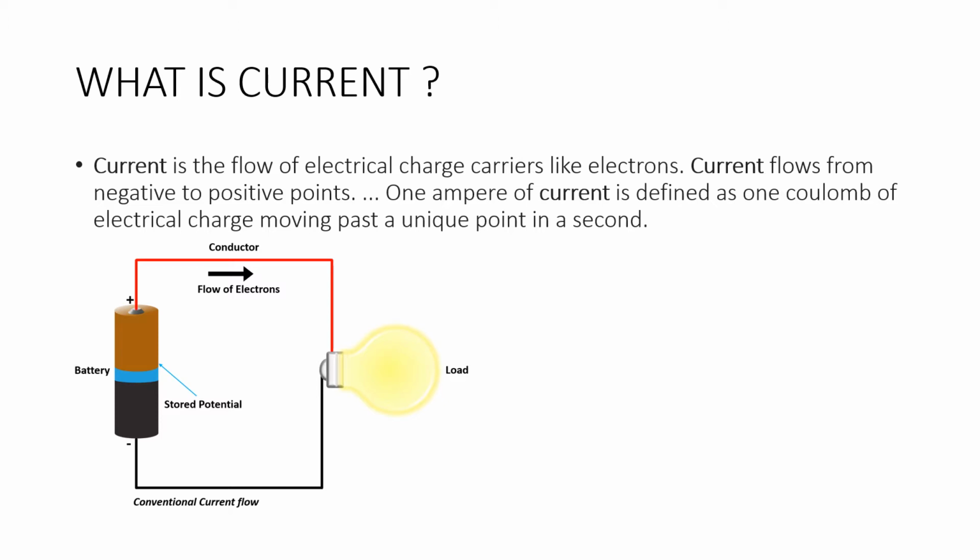The mathematical definition is 1 ampere of current is defined as 1 coulomb of electrical charge moving past a unique point in a second.